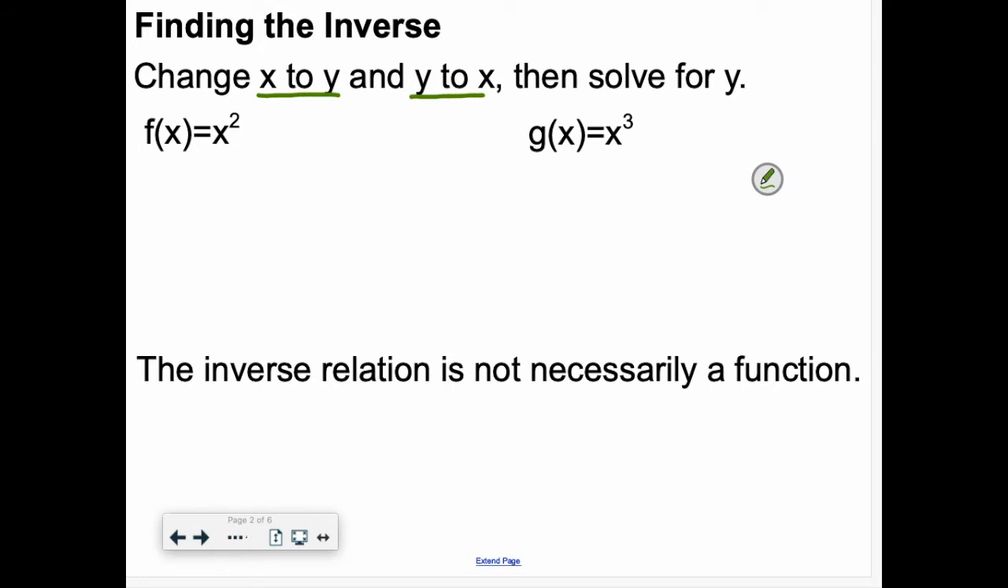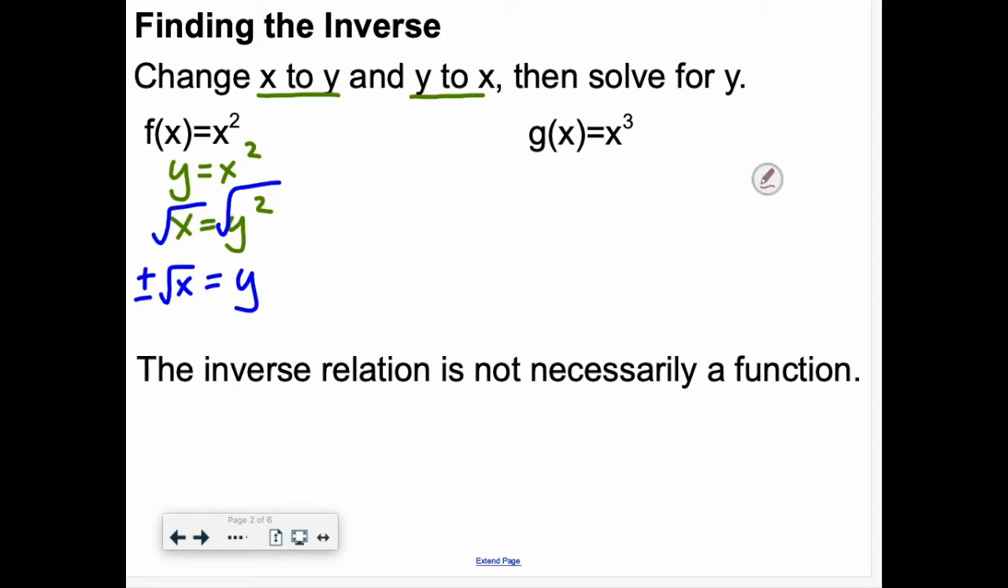You might be saying, but Mr. Gallagher, there aren't any y's. Well, yeah. So y equals x squared. We're going to flip it so I have x equals y squared. And then just use some inverse operations. Square root, y equals plus or minus square root of x. Don't forget that plus or minus.